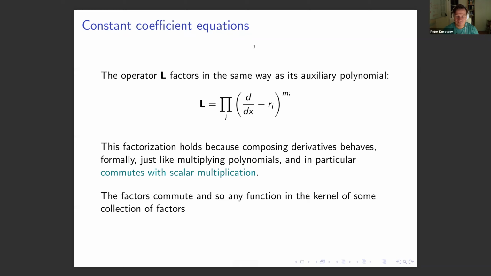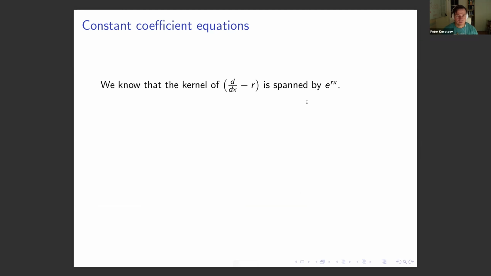Now, the factors commute, right? So it doesn't matter in which order we do them. Any function in the kernel of some collection of those factors will also be in the kernel of L. It's the same as if we have a product of numbers and one of the numbers is equal to 0, then the whole thing is equal to 0. Now, we know that the kernel of d over dx minus r is spanned by e to the rx, right? So in other words, e to the rx is a solution of this differential equation, Ly equals 0.